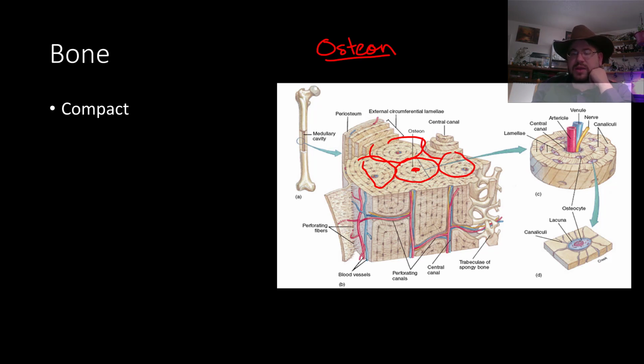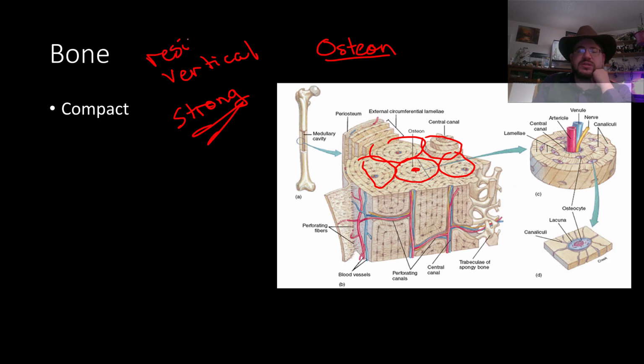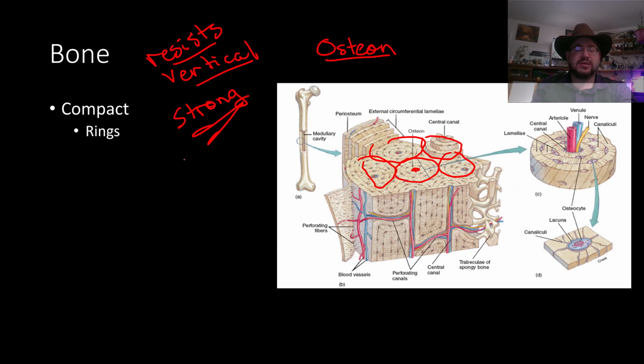So, compact bone is awesome at resisting vertical forces. Compact bone is extremely strong bone. It resists vertical forces. It very efficiently supports the structures in the body. It's the thickest bone. It resists breakage the best. Like I said, there are rings surrounding a central canal, and that's all called an osteon.